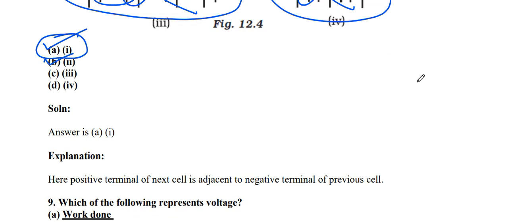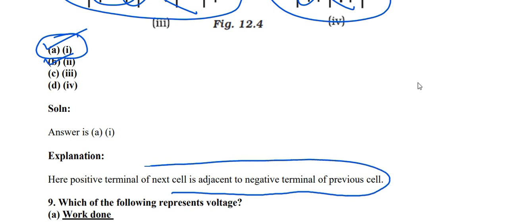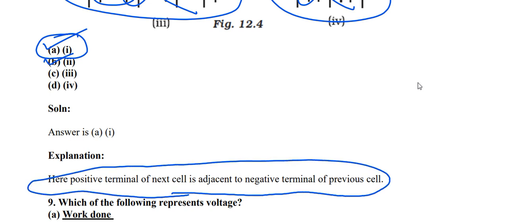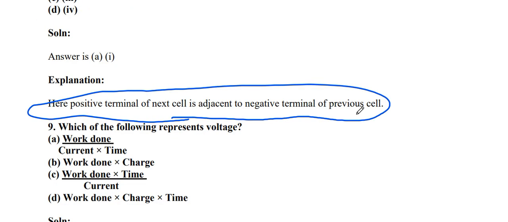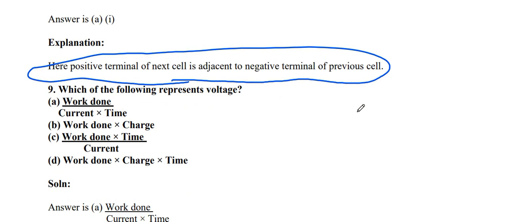Now let's see the explanation. Here the positive terminal of the next cell is adjacent to the negative terminal. Just I have clicked on that, right? The next question you see: which of the following represents voltage? Work done by the current into time, work done into charge, work done by current into time, work done into charge into time, right?